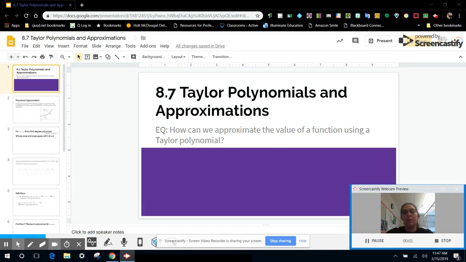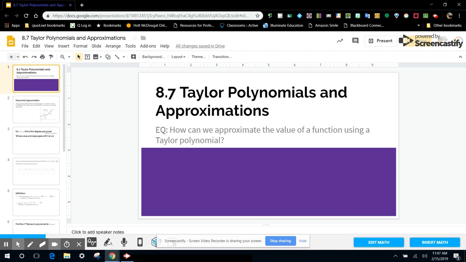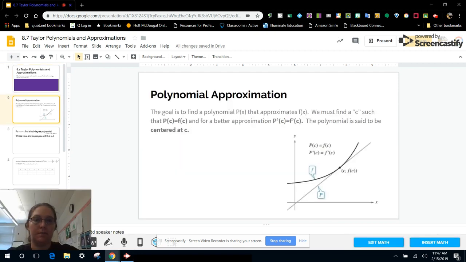Hi, today we're going to be working on Taylor polynomials and approximations. Our essential question for today is: how can we approximate the value of a function using a Taylor polynomial? So what is a polynomial approximation?